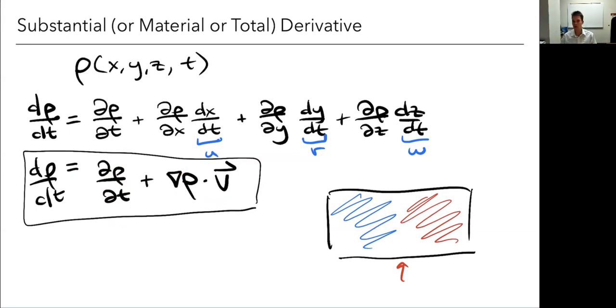So I need to consider both parts, right? At a fixed position, how things are changing in time, and how things are changing with the movement, the convective term. All right, and that put together just gives us the total derivative. So that's just by way of review. Let's go back to considering our balance laws.